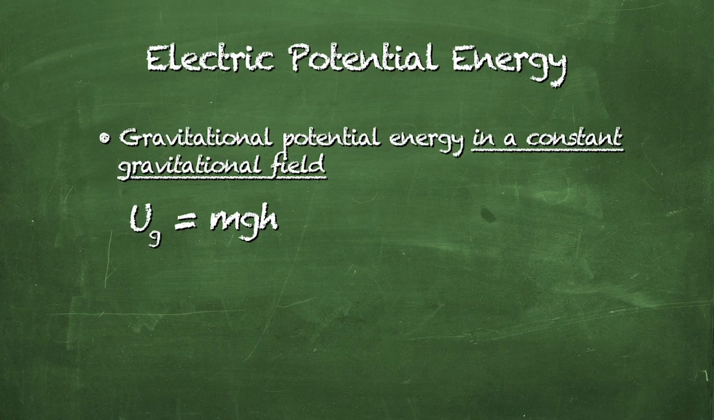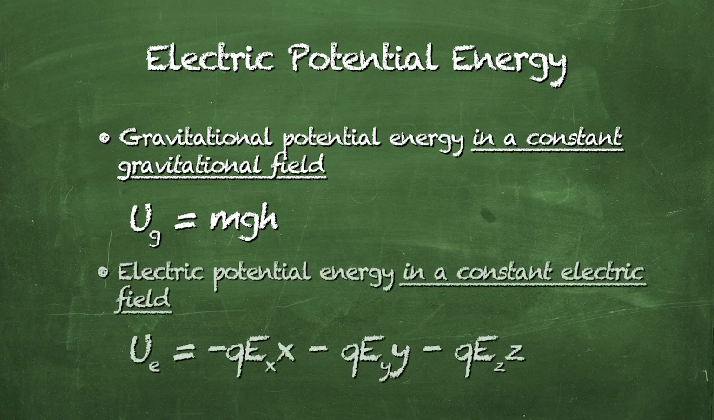Well, the expression for electric potential energy in a constant electric field is very similar. Let's take a look at that. UE, or the electric potential energy, is equal to minus Q times EX times X, which would be minus the charge of the object that's moving, times the amount of the electric field in the X direction, times X, the distance that you move in the X direction, minus the same thing for Y and Z, minus QEY times Y, and minus QEZ times Z. So why do we have three terms here? Why do we have both X, Y, and Z?